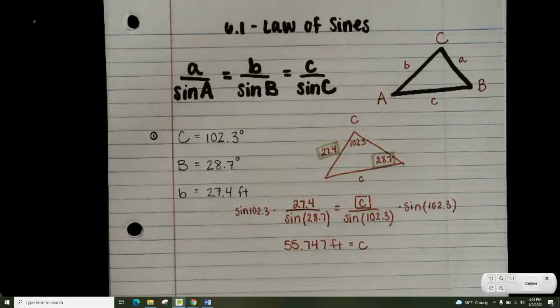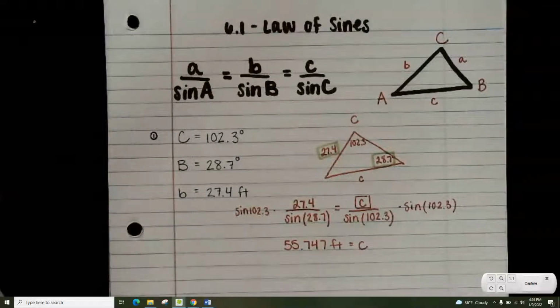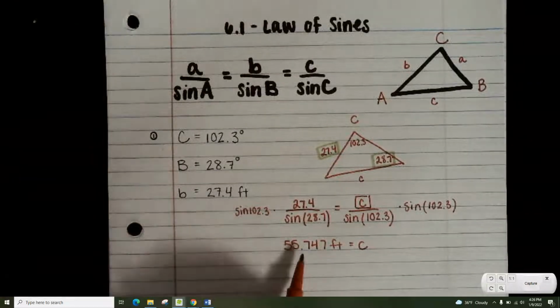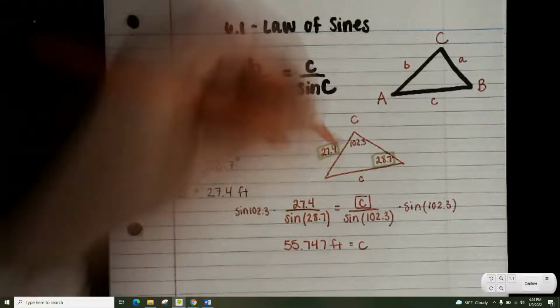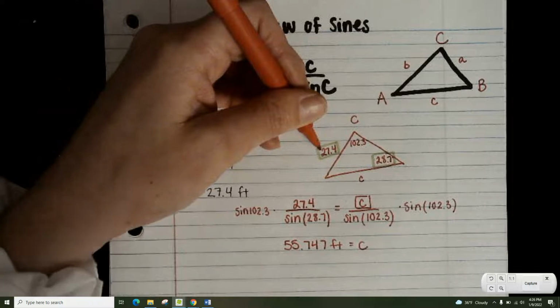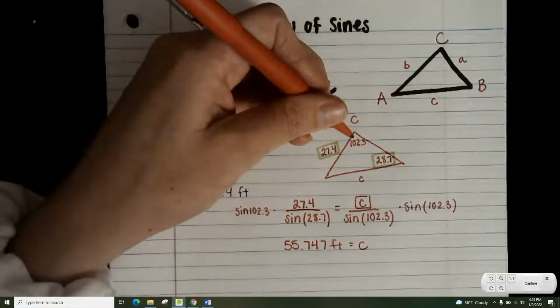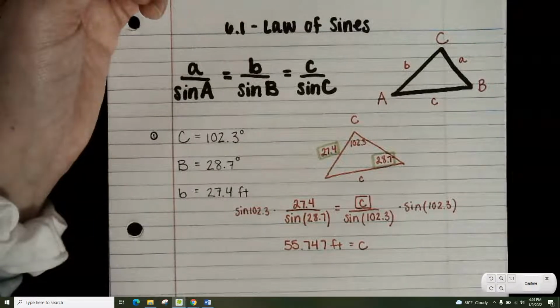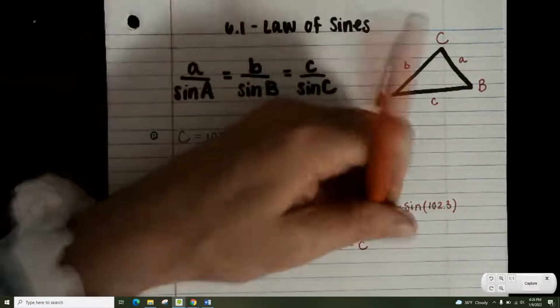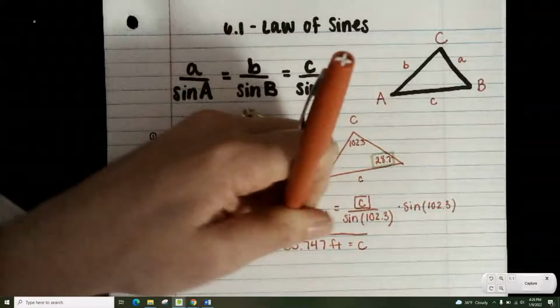Now, it makes sense. This is a really important thing to recognize. It makes sense that this side is longer than this side because the angle across from it is larger than the angle across from this one. Very important detail to notice. So this is one side length.